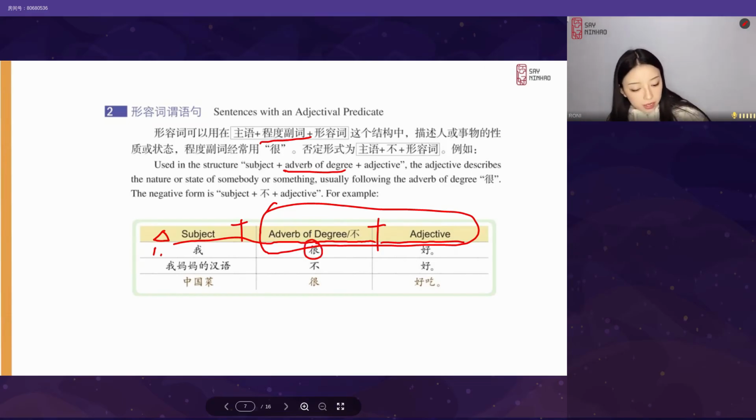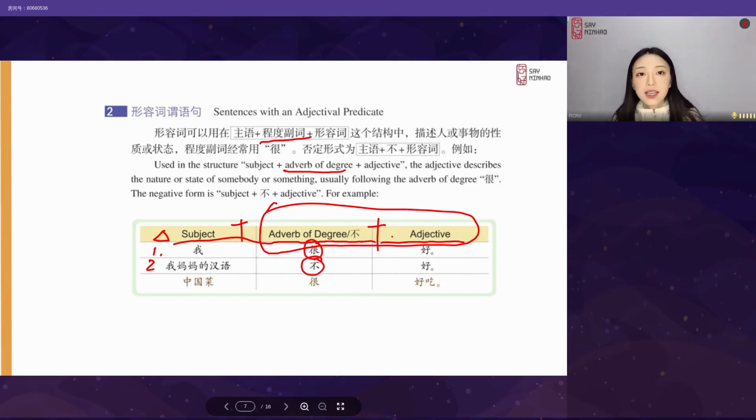我很好. And 很, as we said before, means very, quite, which is an adverb of degree. 我很好. Next one. 我妈妈的汉语不好. The subject of this sentence is a little bit long, which is 我妈妈的汉语. 我妈妈的汉语 means my mother's Chinese, okay? And the adverb of degree here is 不.